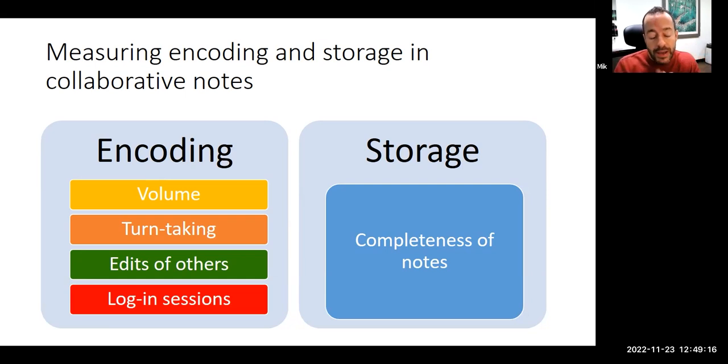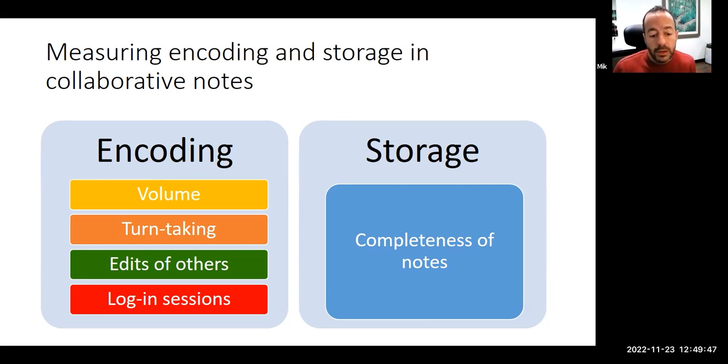Another variable I came up with is turn taking, which is how often people respond to one another's writing. It's a measure of interactivity. We can measure that by looking at how often the authorship switches in a given document. So how often is the text interleaved between authors within the document?